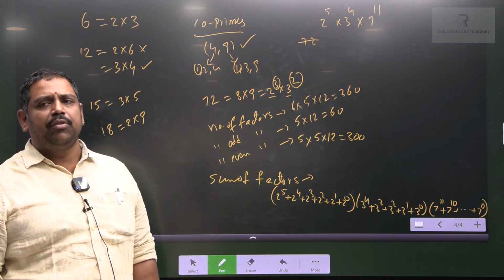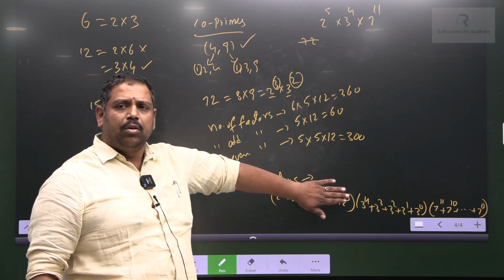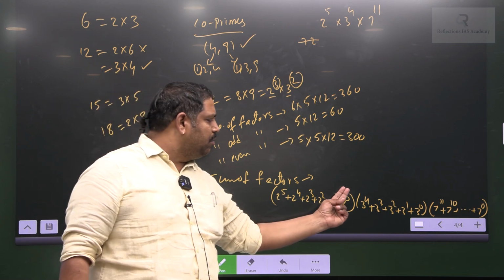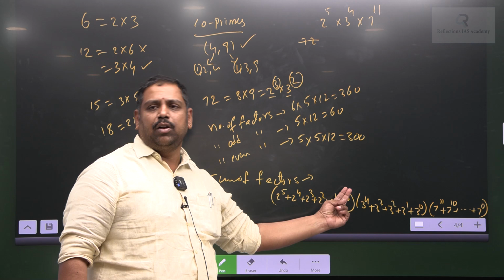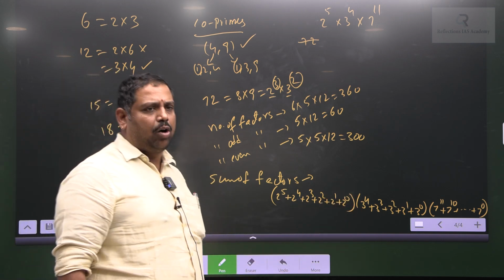Got it? If you want sum of odd factors, 2 will be there or no more? No more. If you want sum of even factors, 2 power 0 will be there or will not be there? Will not be there. Got it? This is sum of factors and sum of factors of even and odd.